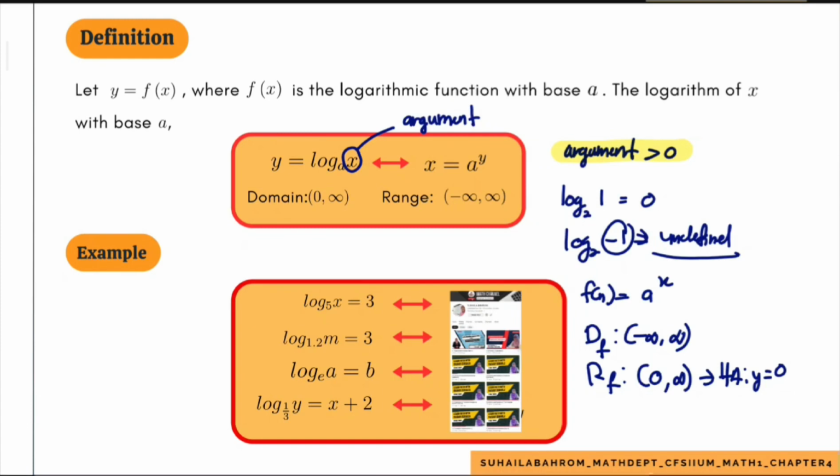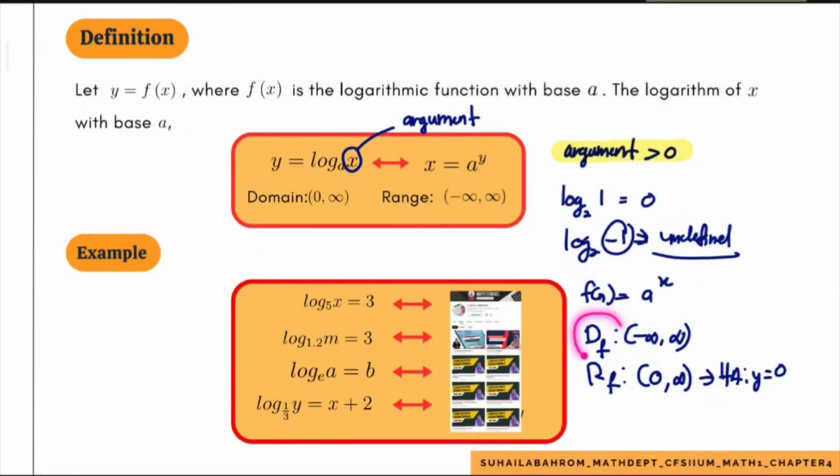Therefore, since they are inverse to each other, the domain of the function f will become the range of the inverse function, and the range of the function f will become the domain of the inverse function. So let's look at the examples here.